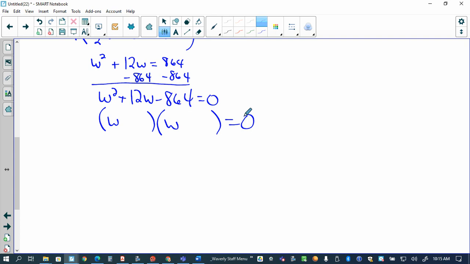Let's try this. We want two numbers that multiply to negative 864, right? So one number times another equals negative 864. That means negative 864 divided by one of those numbers equals what? The other number. Yeah, pay attention.